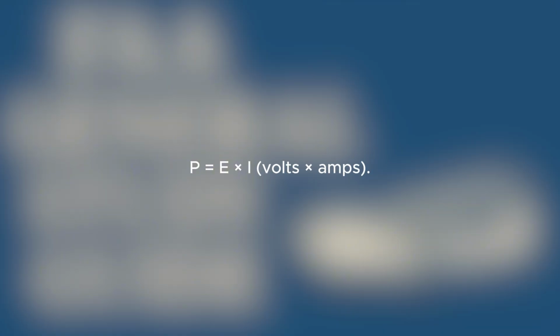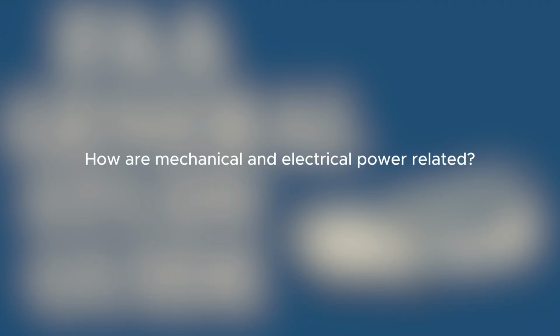Section 3, Power and energy. What's the basic unit of power? The watt, W. What's the formula for electrical power? P equals E times I. Volts times amps. How are mechanical and electrical power related? 1 horsepower equals 746 watts.